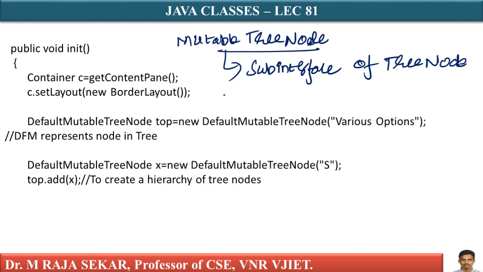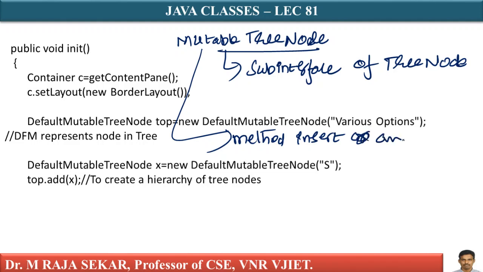This interface additionally introduces methods to insert or remove nodes. We will try to understand with this simple program. Default mutable tree node is an implementation of mutable tree node which represents a general purpose node.